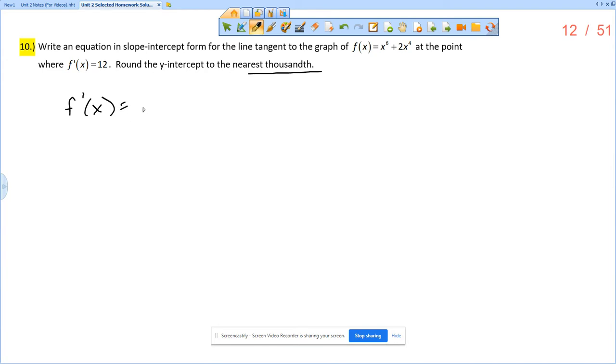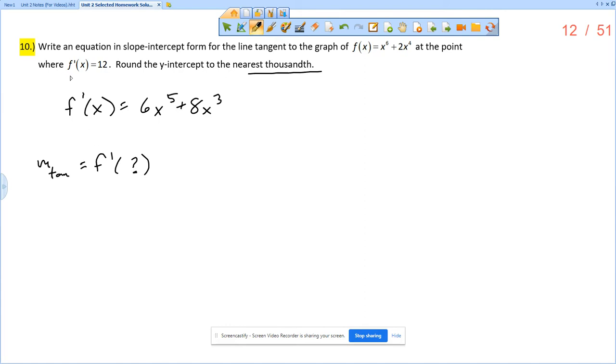This is a basic power rule. I have x to the sixth, so the derivative would be 6x to the fifth plus the derivative of 2x to the fourth, so 8x cubed. Now this is the derivative. In order to find the slope of the tangent, m tan, I want the derivative evaluated at some number. But what number?